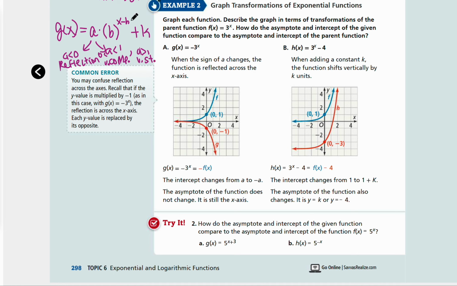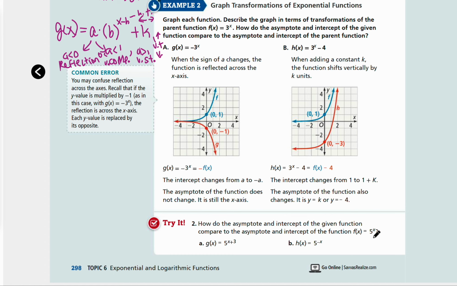Okay, and then h is horizontal translation, and k is vertical translation by a factor of blank units, up or down, left or right, right? So left to right, up, down. Okay, so using this summary, let's look at chart number 2.